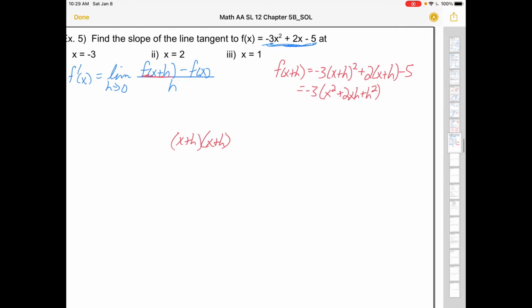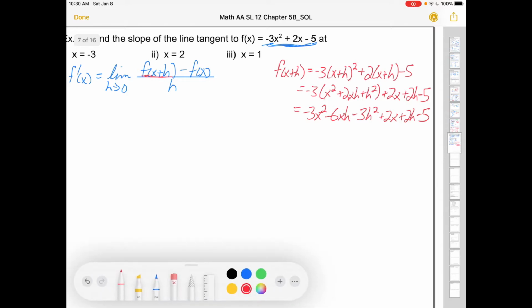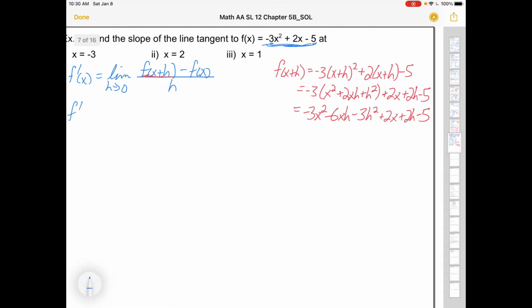And then we'd have plus 2x plus 2h minus 5, or negative 3x squared minus 6xh minus 3h squared plus 2x plus 2h minus 5. And that's kind of a messy expression, but it's just what we need to sub in. Notice that there are no like terms to collect, so we can now start to sub this in.